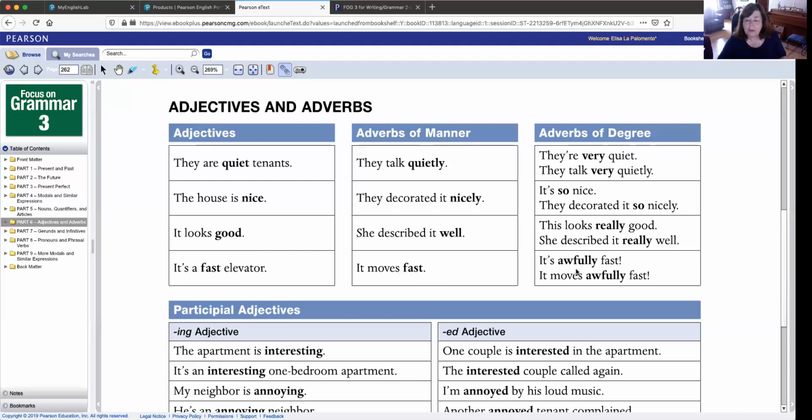And here we have another adverb. I'm not sure if you've ever heard this before. It's awfully fast. And the word awfully means a lot. It's awfully fast. Okay, we could substitute this. It's really fast. It's so fast. They're very similar in meaning. All right. It moves awfully fast. And in this case, the word fast is an adverb. How fast does it move? Awfully fast, describing the word moves.